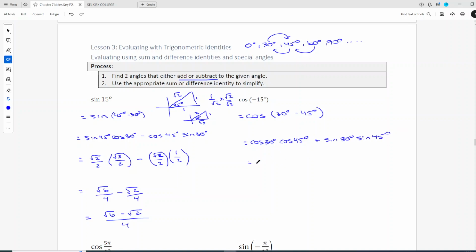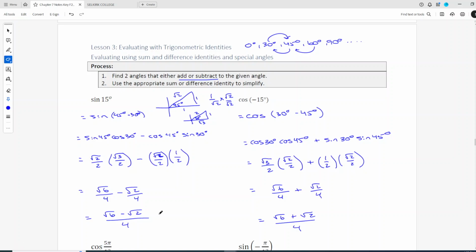And then we evaluate. And again, you'll get good at these. Like cos of 30, we've already done. Oh yeah, it was root 3 over 2. Cos of 45, we've already done. It's root 2 over 2. Plus sine of 30 is 1/2. And sine of 45 is root 2 over 2. Then we simplify. We get root 6 over 4. Oh, look at that again. Plus root 2 over 4. Very similar. This time we get root 6 plus root 2 all over 4 versus root 6 minus root 2 all over 4.